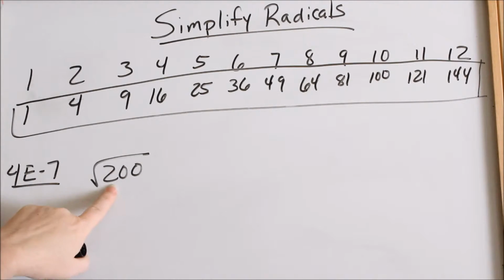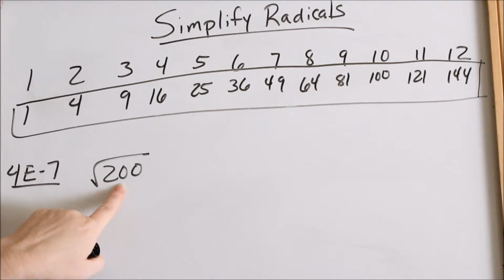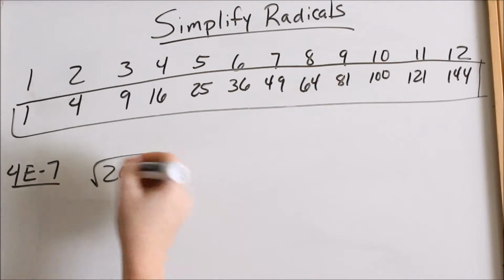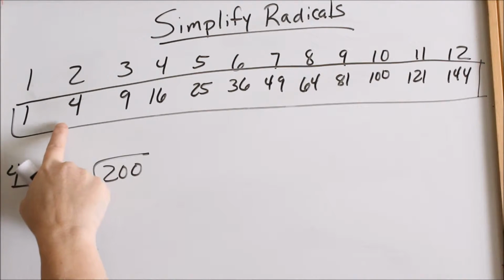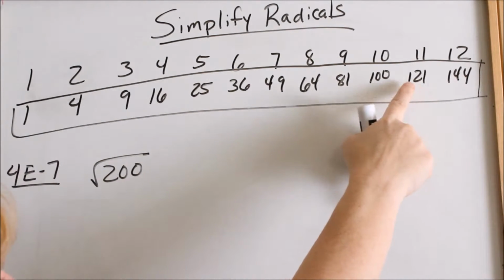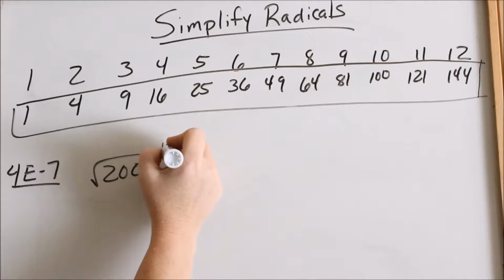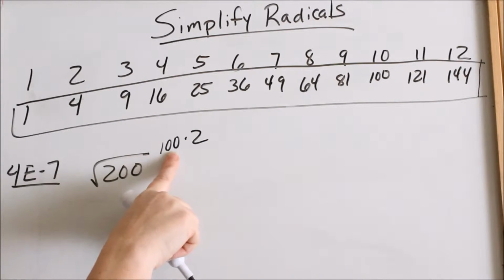Look at 4e7, square root of 200. We need to simplify the radical. We are looking for a factor that's a perfect square, one of these numbers that's a perfect square that is a factor of this. So factors of 200, there are several different factors, but I am looking for factors where one of them is one of these numbers in this box. So I can break that into 100 times 2. And 100 is a perfect square.